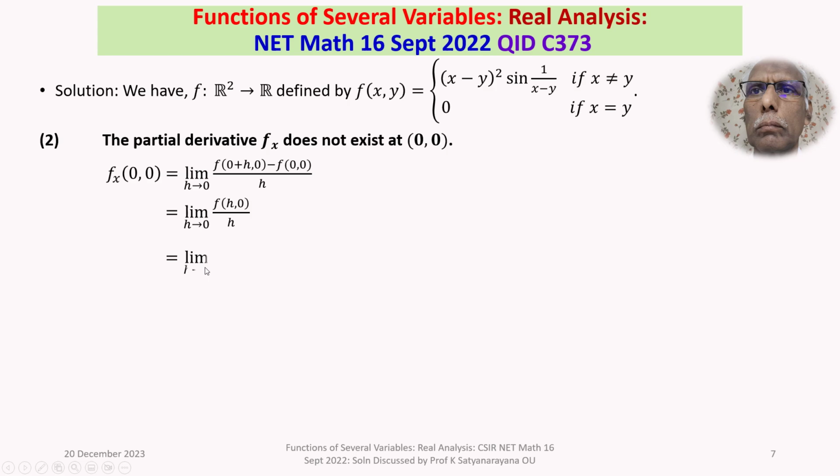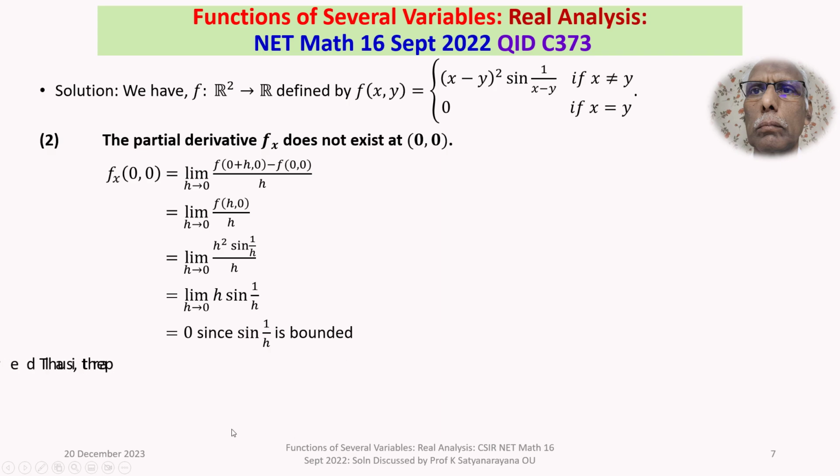That is equal to limit h tends to 0 of f of h, 0, which is h square into sine of 1 by h, divided by h. This is limit h tends to 0 of h multiplied by sine of 1 by h. Limit h tends to 0 of h is 0 and sine of 1 by h is a bounded function. Therefore, on the whole, limit h tends to 0 of h times sine of 1 by h will be 0 because sine of 1 by h is bounded.